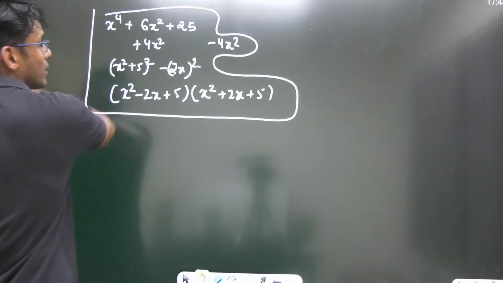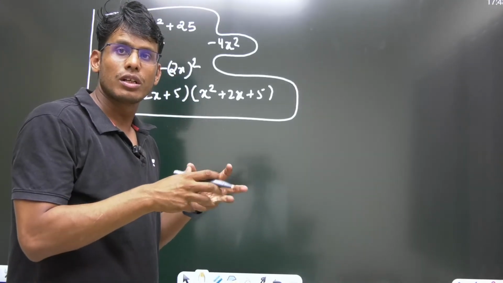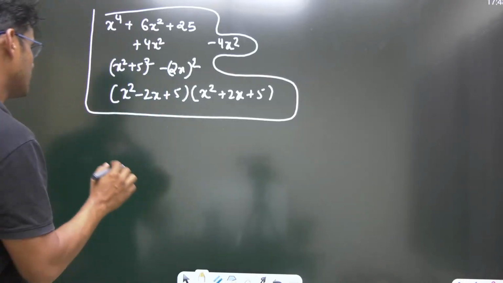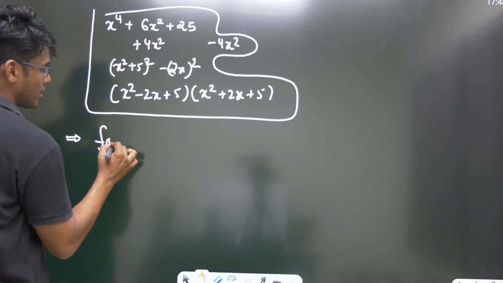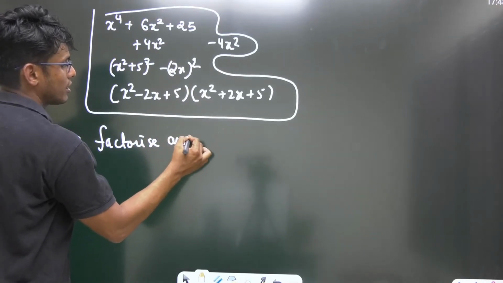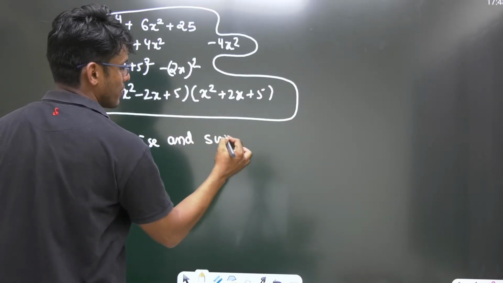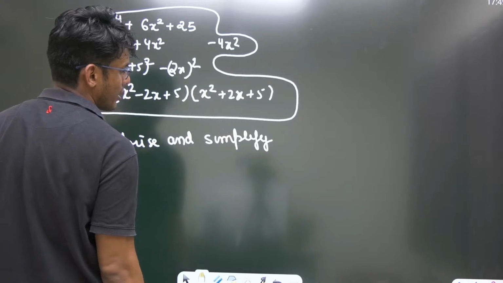Okay. Now let's introduce some irrational things to it. Irrational things to it, right? Let's factorize and simplify. I would write simplify.